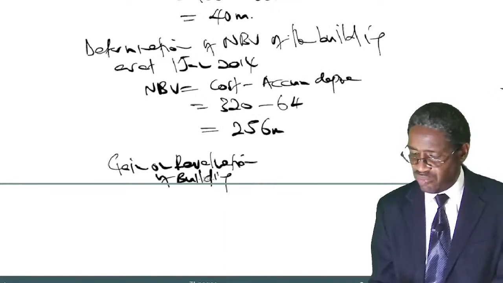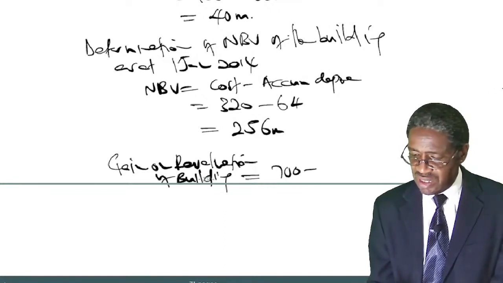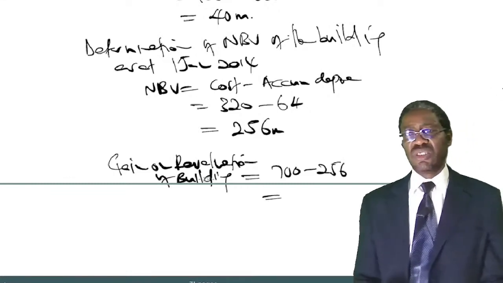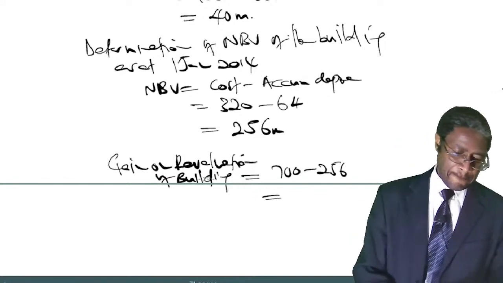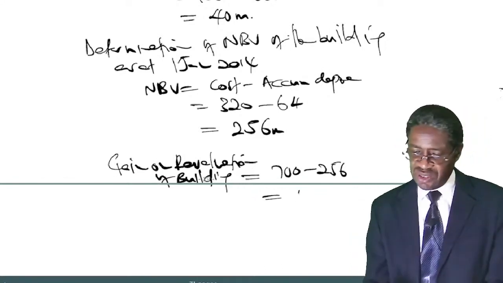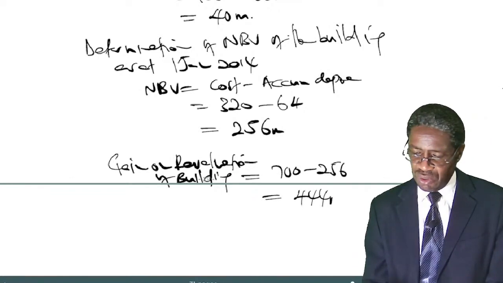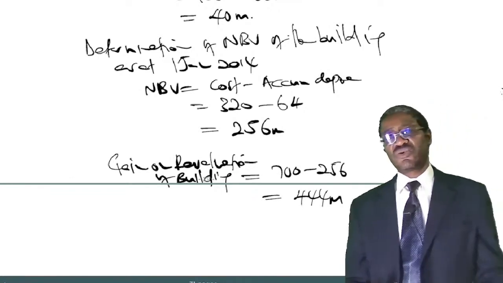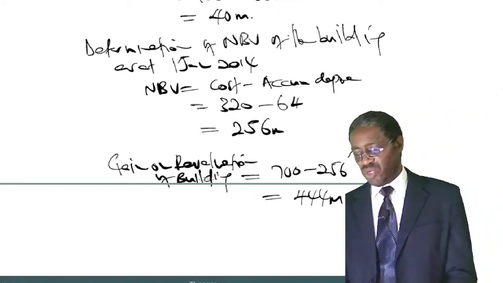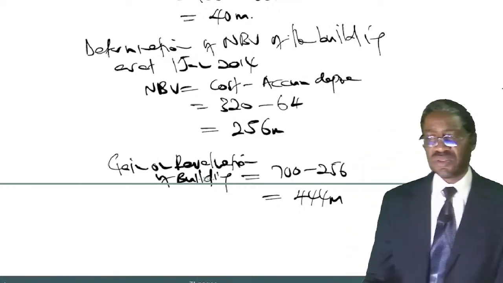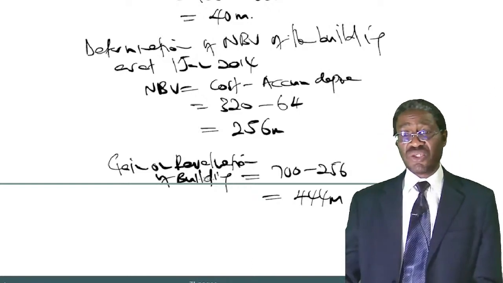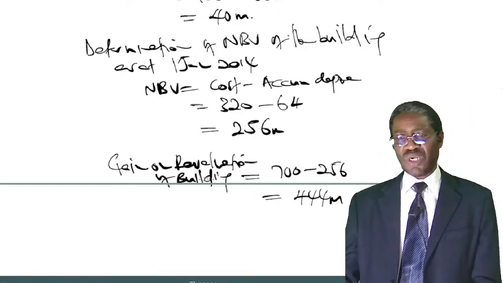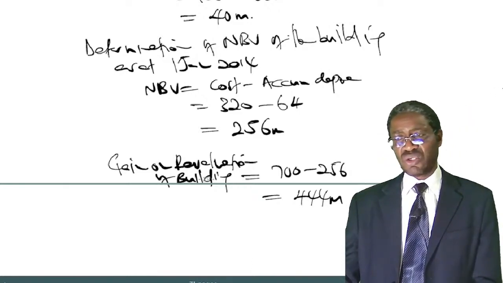Gain on revaluation of building would be 700 minus 256. This will give us 444 million. So that is the gain on revaluation of the building. Good. So that's what that note was testing you on.